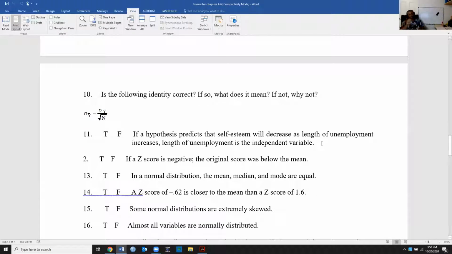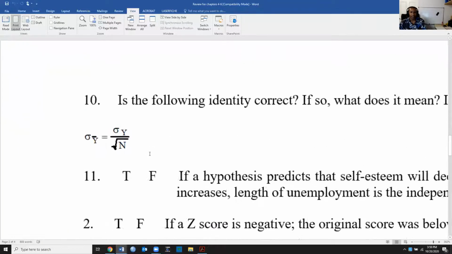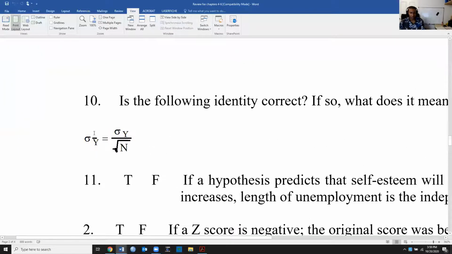Okay, so this is a little bit of a complex question, so I'm just going to answer it for you, unless anybody wants to answer it. Okay, good. So this is the equation for the standard error of the mean. This is the population standard deviation. I know what you're thinking, they look exactly alike, right? The difference is that there's a line over this y, and there's not a line over this y.